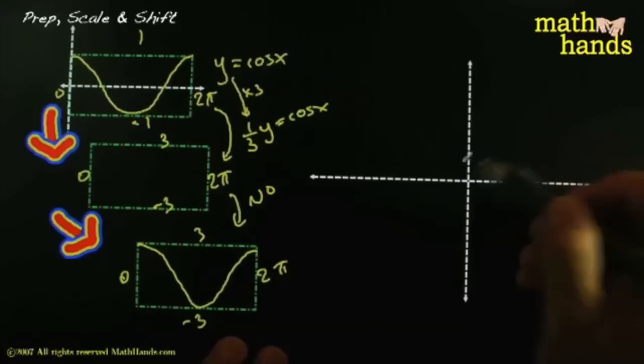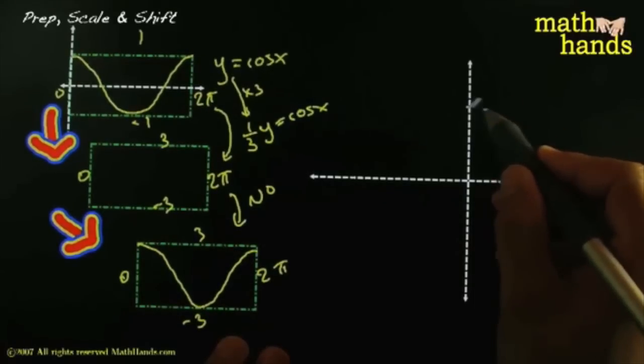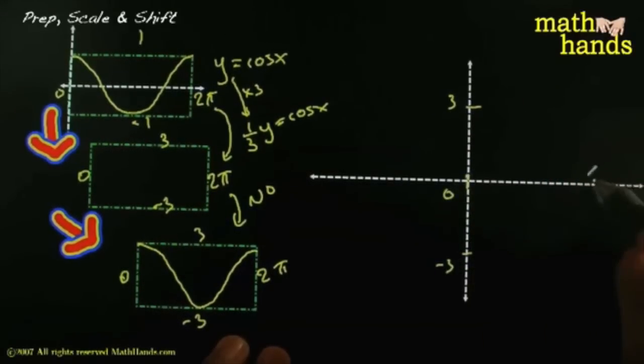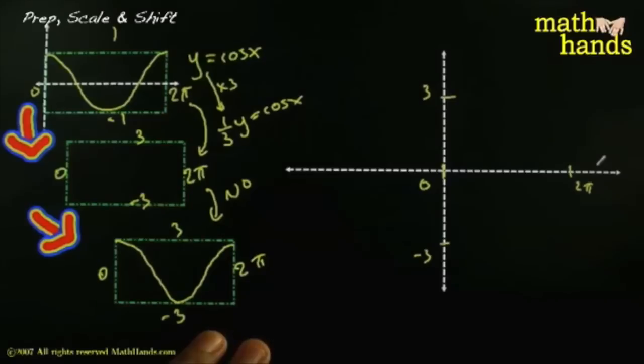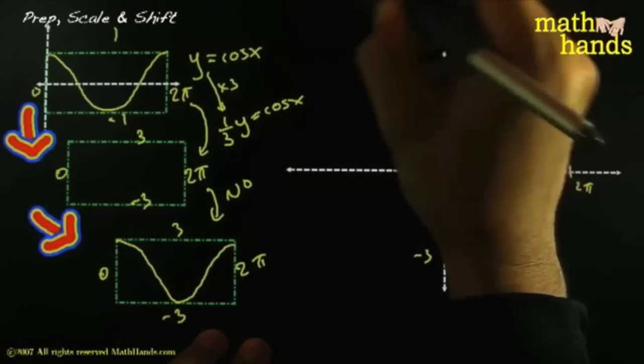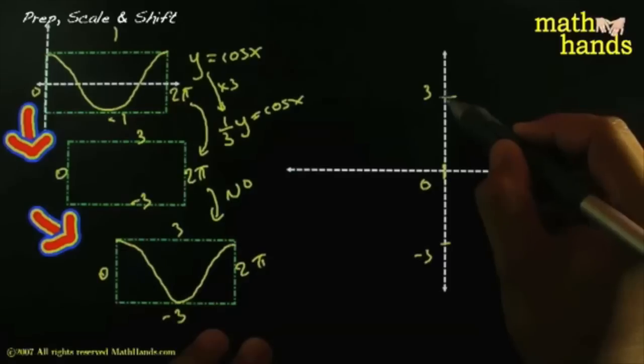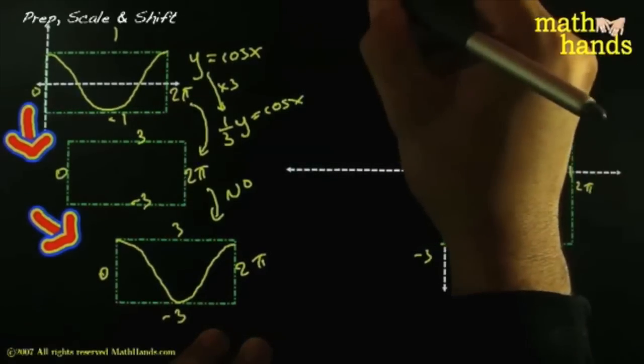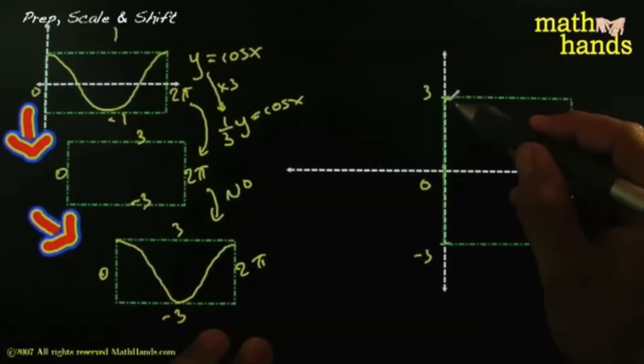Just like that. So then you just graph it. We're going from 3 all the way to negative 3. We're going from 0 all the way to 2 pi. Can you see that? You can see it. Here's my box. And then my graph. Here it is.